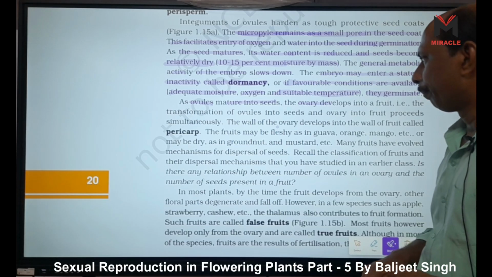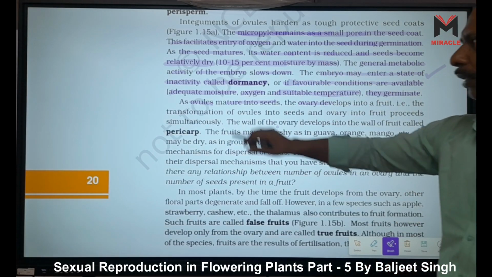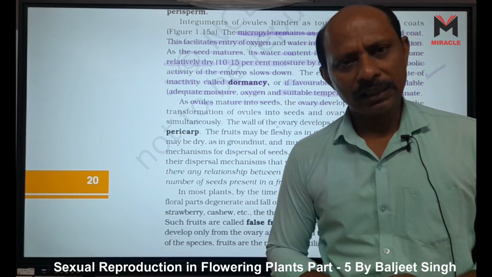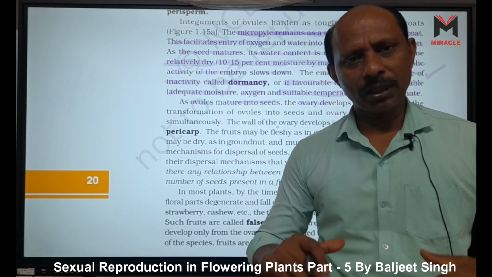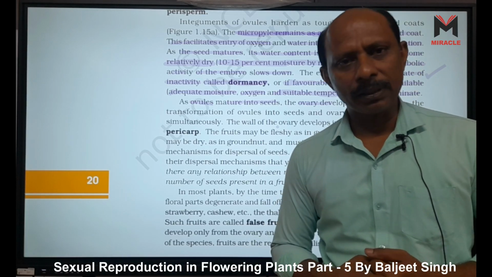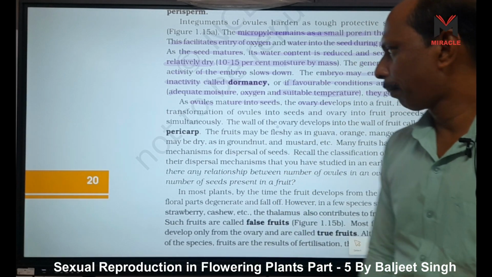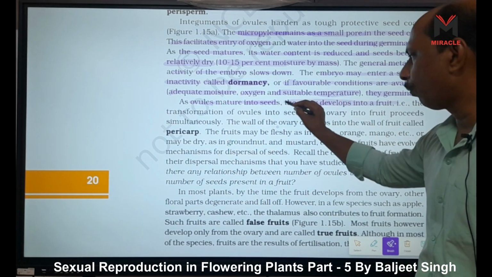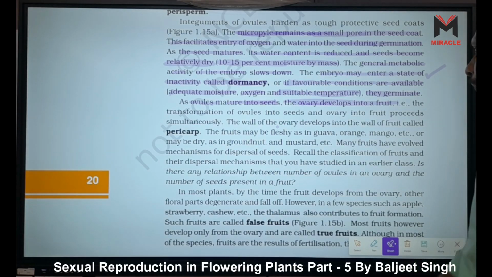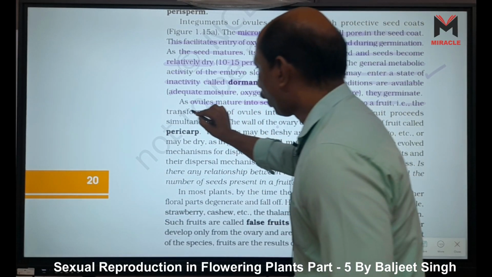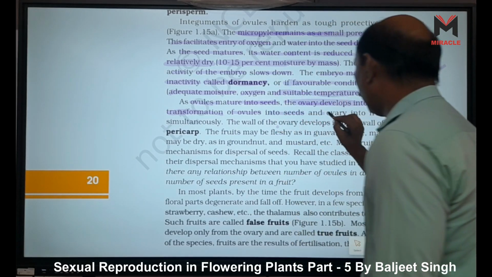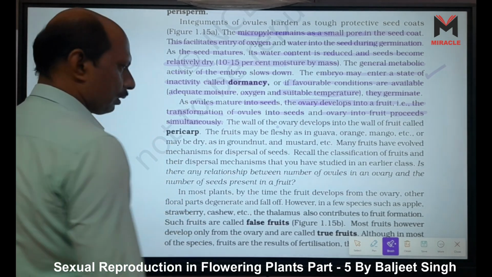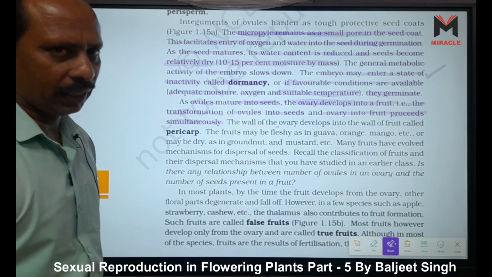Now here, seed is dry means what? When 10 to 15% of moisture by mass is present, then it is considered dry, right? And when the moisture becomes more than 70% or 80%, then it starts germinating, right? As the ovule matures into a seed, the ovary develops into a fruit. What is a fruit? A developed ovary is considered a fruit, right? The transformation of ovules into seed and ovary into fruit proceeds simultaneously, at the same time, right?